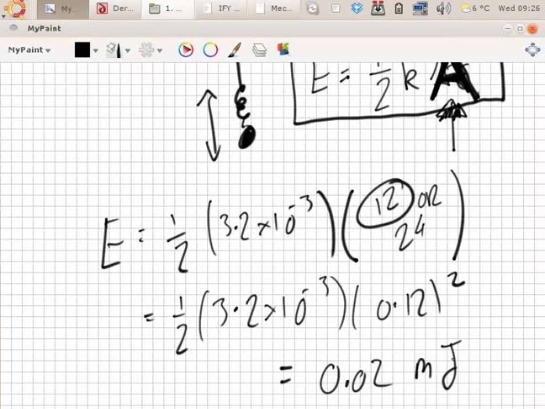I got 0.23 only. Let me double check. So 3.2 times 10 to the power minus 3 times 0.12 squared divided by 2. So I got 2.3 times 10 to the minus 5. Yeah? 2.3 if you want.